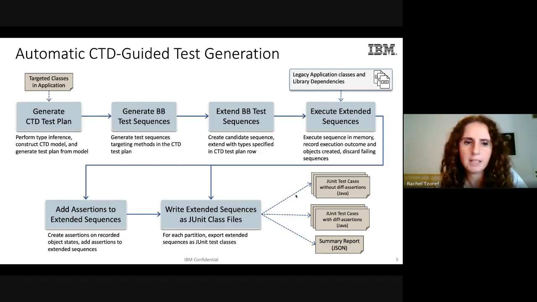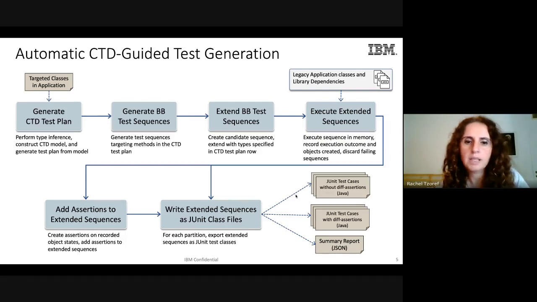And then we have the entire flow. The input to this tool is either a specific list of target classes, according to what was changed in the migration process, or if none is given, then we target all application classes. The first step is the modeling step that we saw in the previous slide, where we automatically generate the CTD test plan. The second step is the initialization of test sequences, in which we utilize Randoop and EvoSuite, and we provide them with the target methods and the target types that we identified.